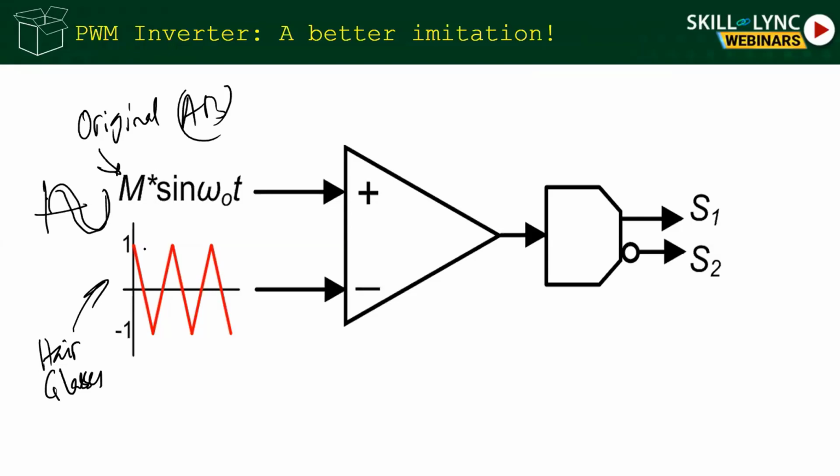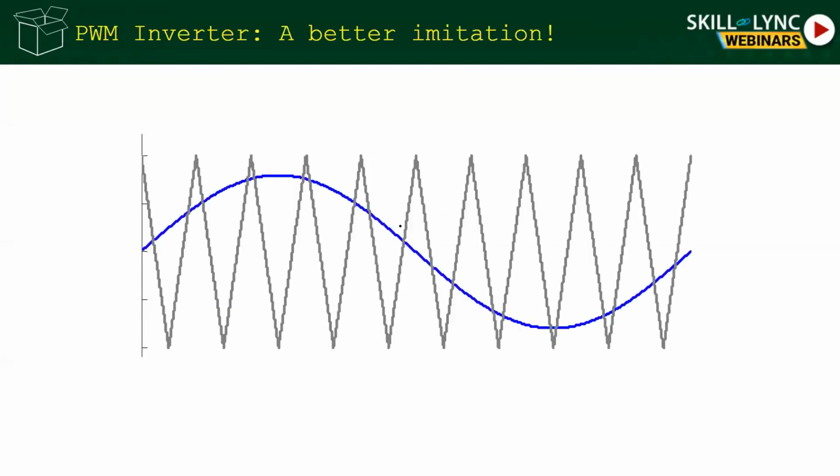You are trying to imitate this sinusoidal waveform, and you are taking help of this triangular waveform, which is known as a carrier signal. You are comparing these two waveforms, and whenever your sinusoidal waveform is greater, you get 1, otherwise you get a 0. This kind of signal I give to switch S1. Whenever there is a 1, the switch S1 gets on, and whenever there is a 0, S1 gets off. S2 is the complement of S1, so whenever S1 is on, S2 will be off, and whenever S1 is off, S2 will be on.